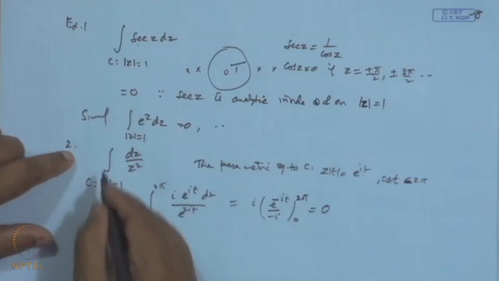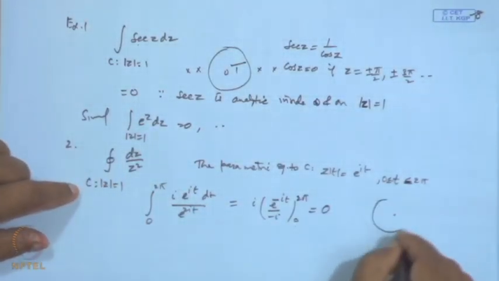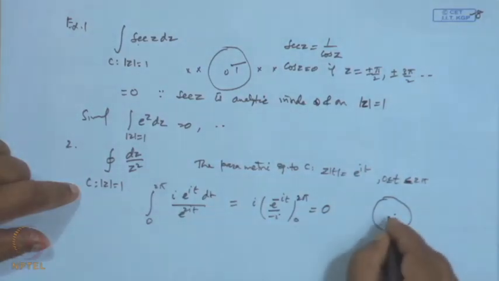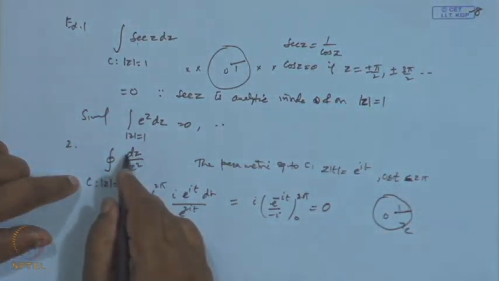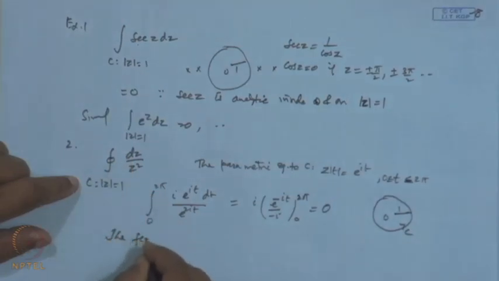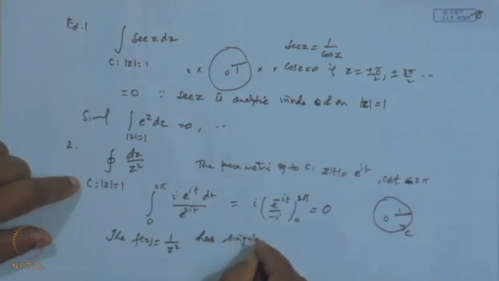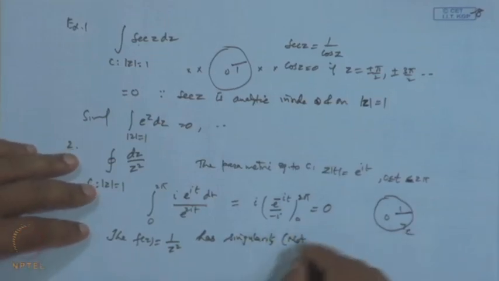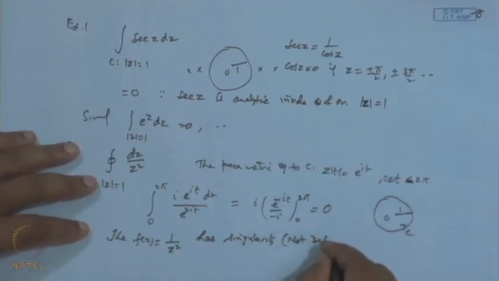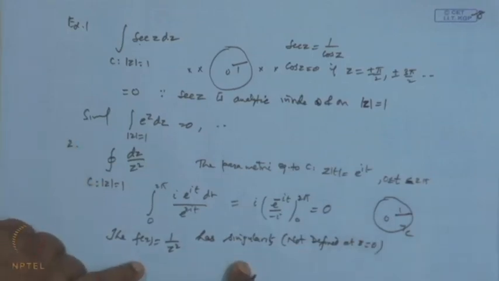So, the value of this integral along this closed path is 0. This is the circle C centered at 0 with radius 1. The value of this integral is coming to 0, but what is the function? The function f(z) = z squared has a singularity, or is not defined, we can say, because we have not introduced the concept of singularity, at z equal to 0. So, the function ceases to be analytic there.